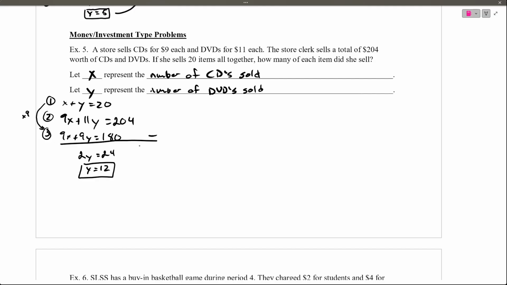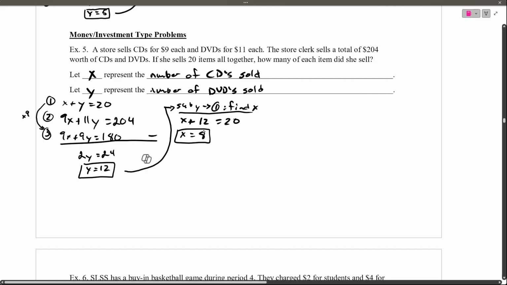Okay. So now we have this number. Let's substitute it back. Obviously, the easiest equation here is equation number 1. So we're going to sub y into equation 1, and we're going to try and find x. We're going to try and find the number of CDs we bought. So we have x plus y, which is 12, is equal to 20. Bring the 12 over to the other side, and we have x is equal to 8.